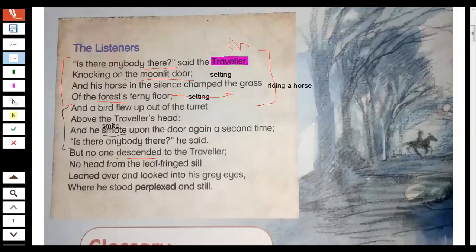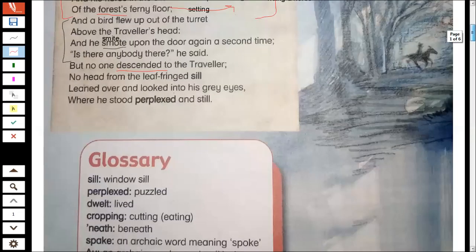So as we were suggesting, that descended shows that it has two levels or two floors, and it shows that no one is there. Maybe they are sleeping, maybe not. Now, no hit from the leaf fringed sill. What is the leaf fringed sill? Leaf, you know leaf? Leaf is one leaf of the plant. Fringed means covered. Sill, as it's mentioned down in the glossary, if you check the glossary, window sill.